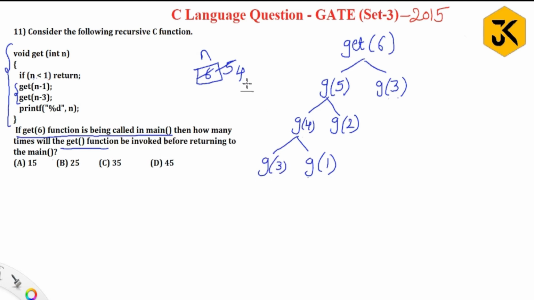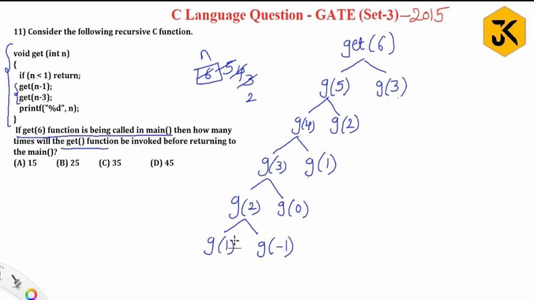Okay, now get of 3 is called by passing the value 3. Is 3 less than 1? No, then it executes get of 3 minus 1, that is get of 2, and get of 3 minus 3, that is get of 0. Now get of 2 is called by passing 2 as the parameter. Is 2 less than 1? The condition fails, then it executes get of 2 minus 1, that is get of 1, and get of 2 minus 3, that is get of minus 1. Means after successful execution of get of 1, only then will get of minus 1 be executed.